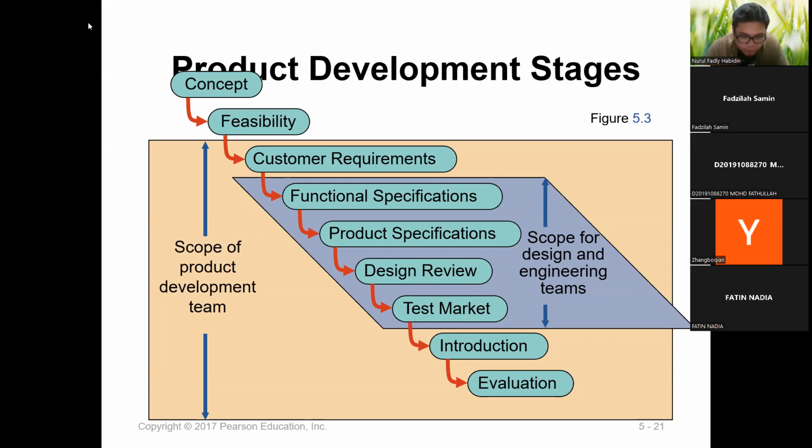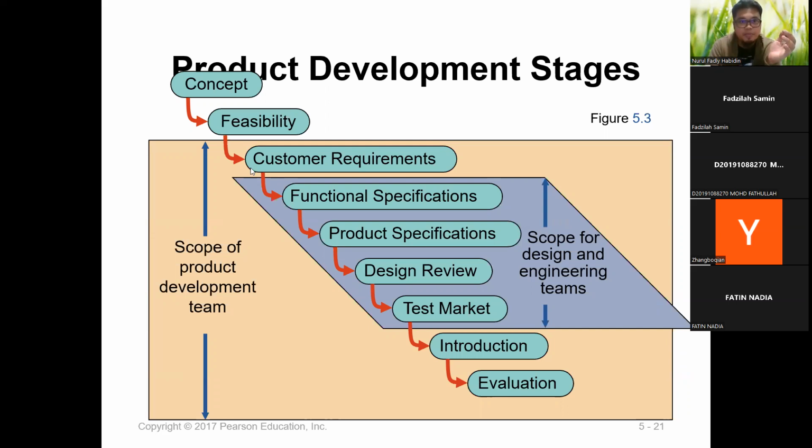Okay, we discuss again this matter of figure 5.3 on the product development stage. So we have 1, 2, 3, 4, 5, 6, 7, 8, 9. We start with the concept, and finally we end on the evaluation. Okay, we go to the first, the concept. So concept is really important. In product development, we just have the basic, or we have a draft concept, a concept that we discussed previously on this matter.